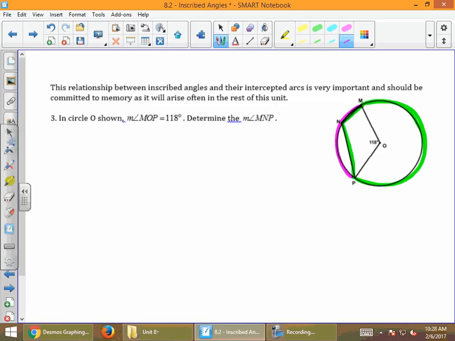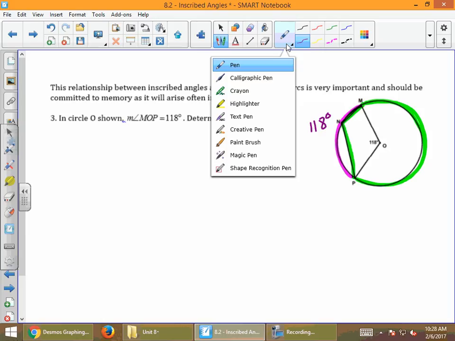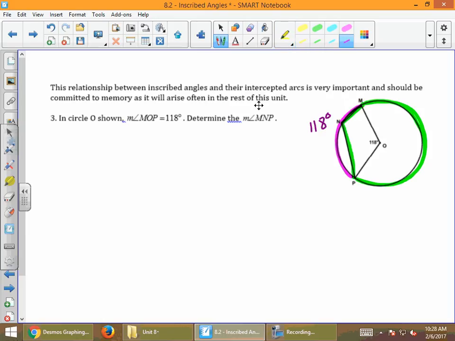What is it? Very good. It's 118. Let's see how do you get 118. Yeah, very good. The angle that is intersecting that purple arc is 118. And if you notice, is that angle in the center or on the edge? On the center. Whenever the angle's on the center, it's the same as that arc. Okay? So now that we know what that arc is, what can we do to find the green arc?